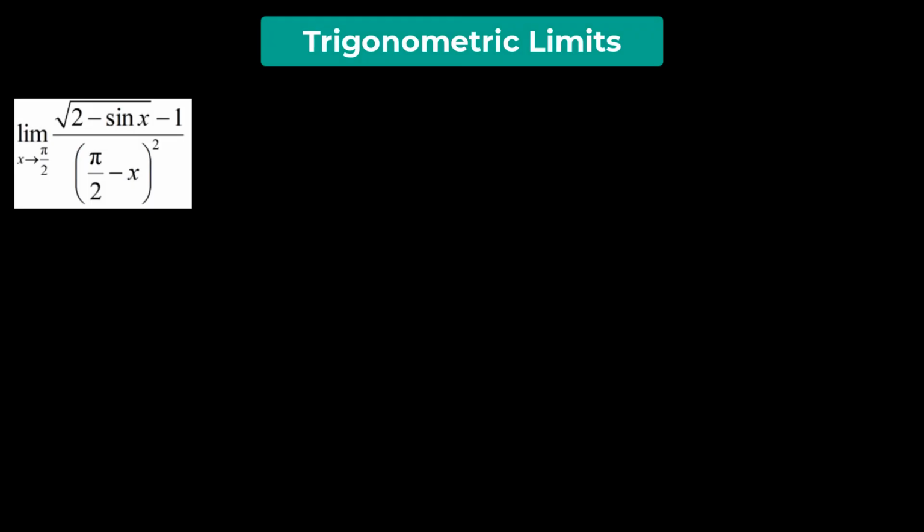So here we have a trigonometric function. We need to determine its limiting value when x tends to pi over 2. If we do a direct substitution for the value of x, we are going to get an indeterminate form, which is 0 over 0.